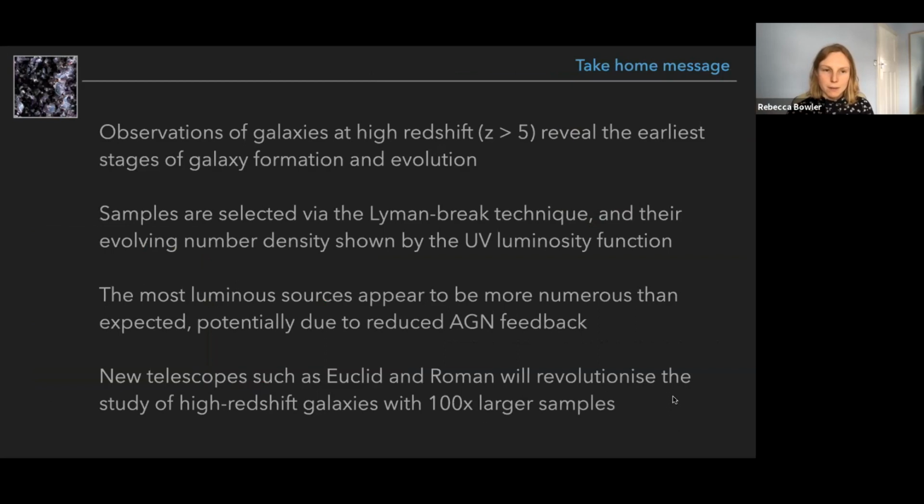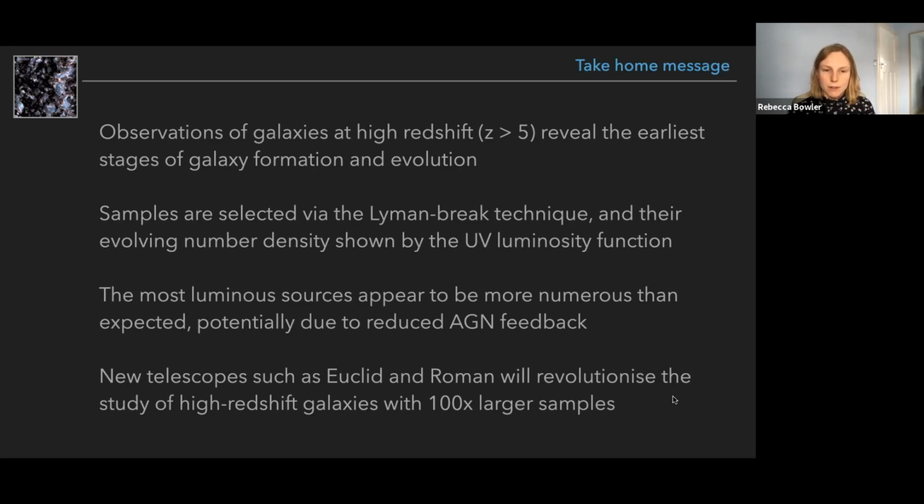So with that, I will end, just summarize with a few take-home messages then. Observations of galaxies at high redshifts, which I'm defining as redshift greater than 5, reveal the earliest stages of galaxy formation and evolution. We are now very successful at selecting samples using this Lyman-break technique, which we use on the rest frame ultraviolet, and we can see the evolving number density with the UV luminosity function.